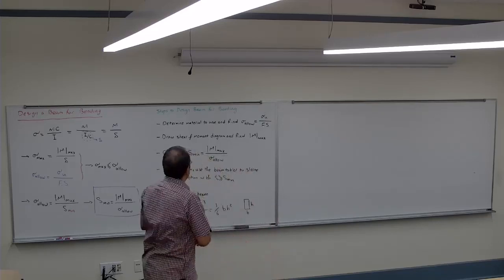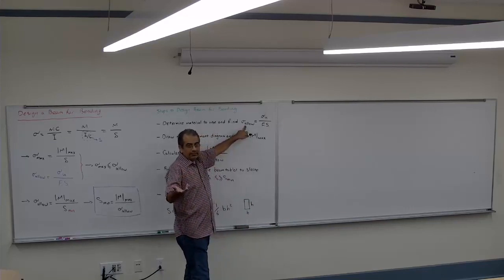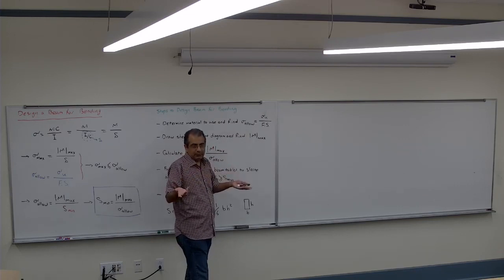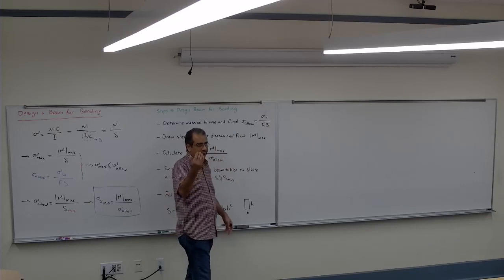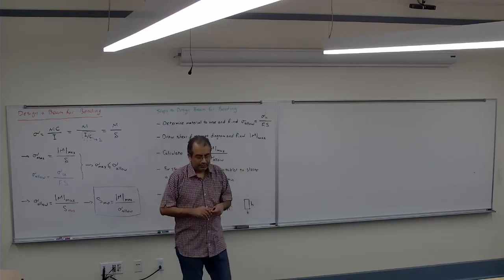Remember that this sigma allowable might be different for some materials. For steel, in compression and tension, they have the same sigma allowable. But in some materials like concrete, the sigma for compression and tension are different. So you have to find both of them. You have to design it or check it for both compression and tension if the material behaves differently under tension and compression. Remember that.